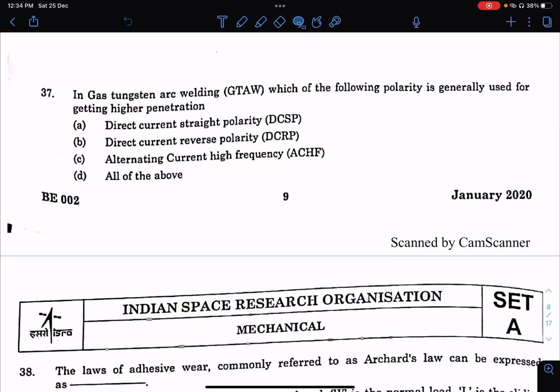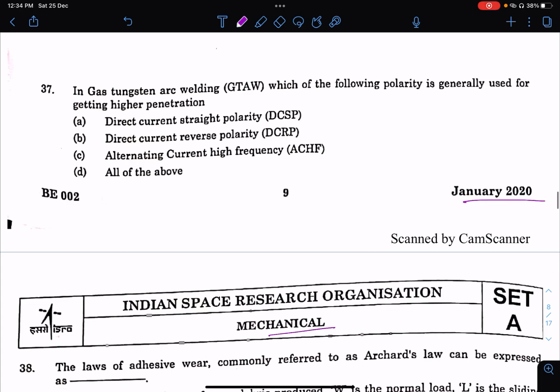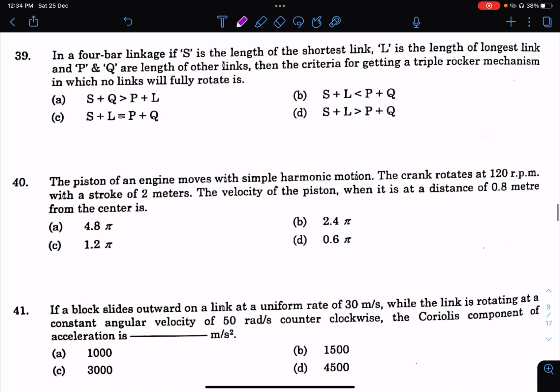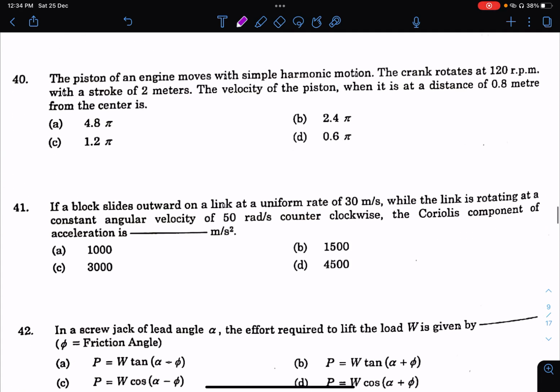Hi friends, let us start from question number 40 of the ISRO exam 2020, mechanical paper set A. Our question number 40 is: the piston of an engine moves with simple harmonic motion.